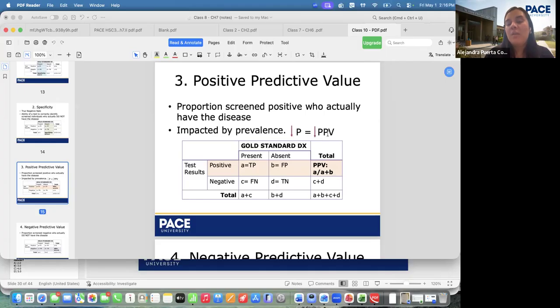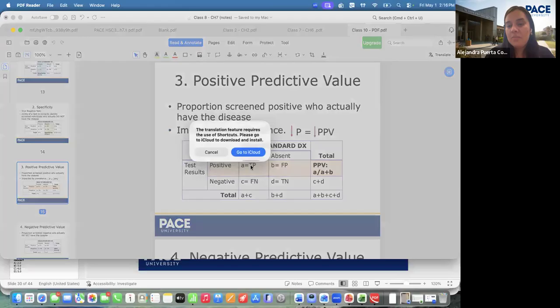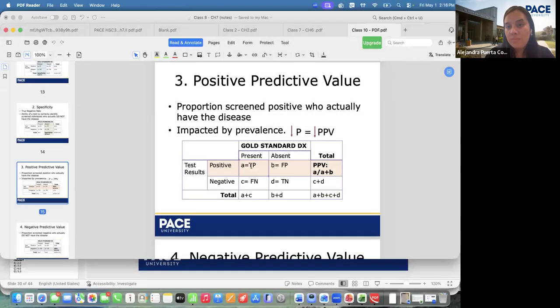So if I have low prevalence, I will have a low positive predictive value. Why? Because I can expect my A to be low, right? Because if I have a low prevalence, all this column is going to be low, right? So that means that my true positives are going to be low. And if I have low numbers, I'm just going to have a low positive predictive value.